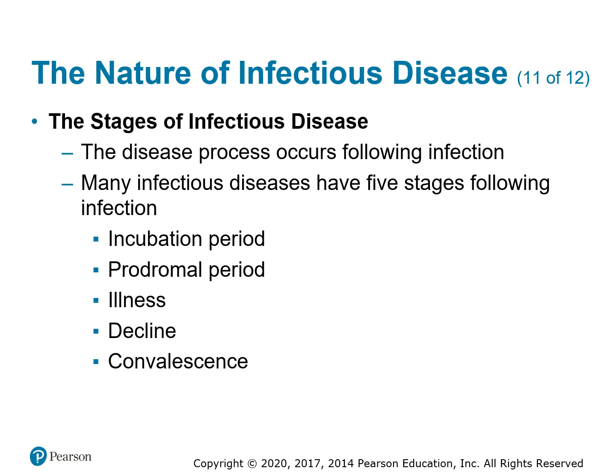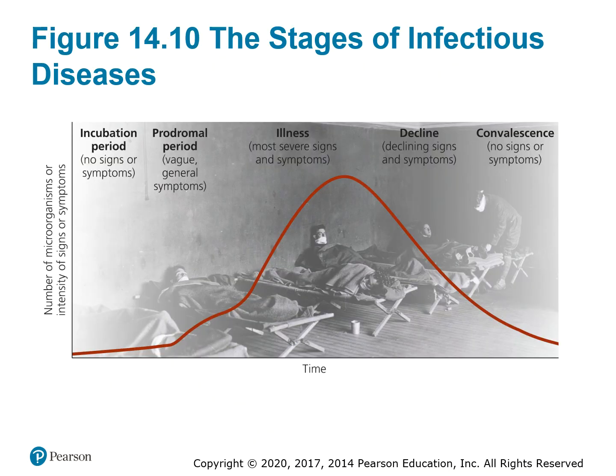All right, looking at the stages of infectious disease. So when we talk about diseases, they follow a very typical pattern. So there are usually 5 stages following an infection. There's the incubation period, the prodromal period, the illness period, the decline period, and then convalescence.